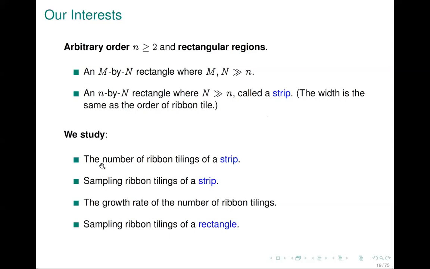All right, so we will study basically 4 parts: counting for strips, sampling for strips, and the growth rate. The growth rate here is, as the rectangular region increases, the number of tilings will also increase, and we are interested in how fast it grows. And at last, maybe sampling from a rectangle. I won't be able to talk about all of them, so I will focus on the strip regions.